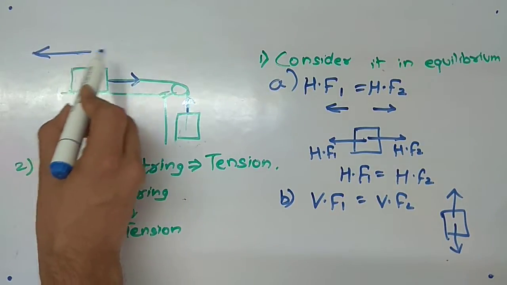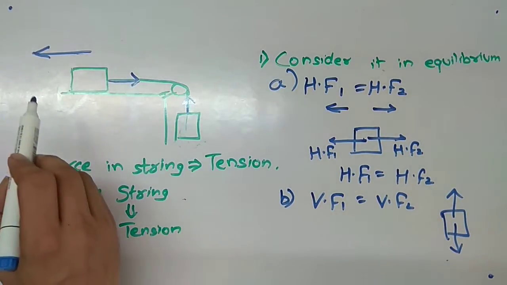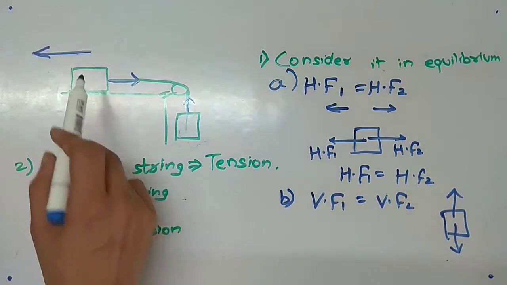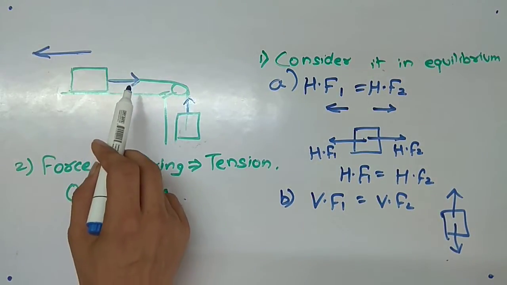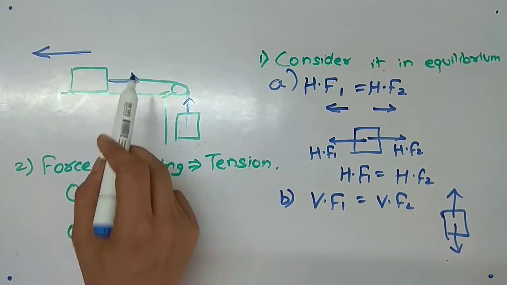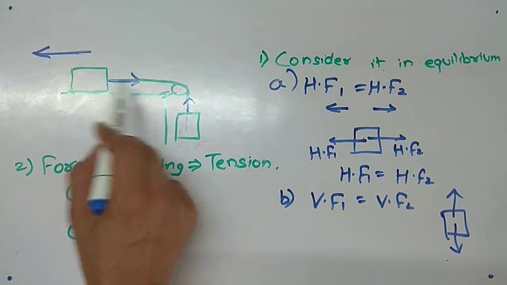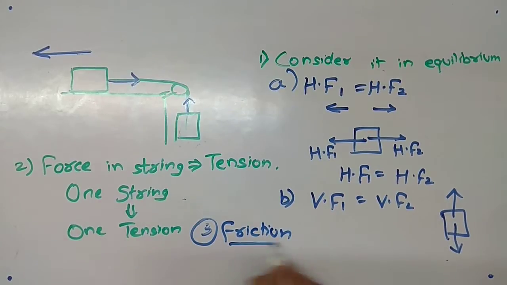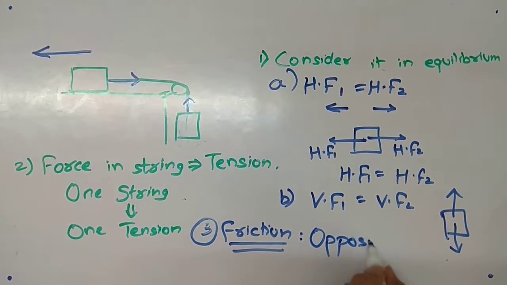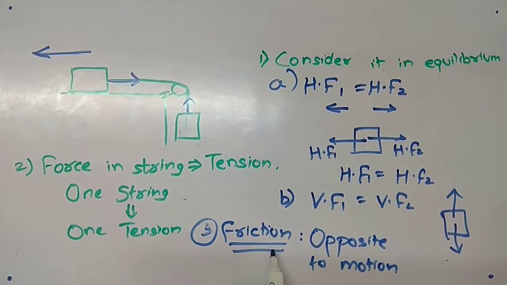Why did I take this backward direction? Only to say that you need not worry in which direction this object is moving. We have to just focus on tension, and that direction of tension should always be away from the object. Here also away from the object, here also away from the object. Okay. And the third one is friction. This you always know, that friction always acts in the opposite direction to that of the motion of the object.